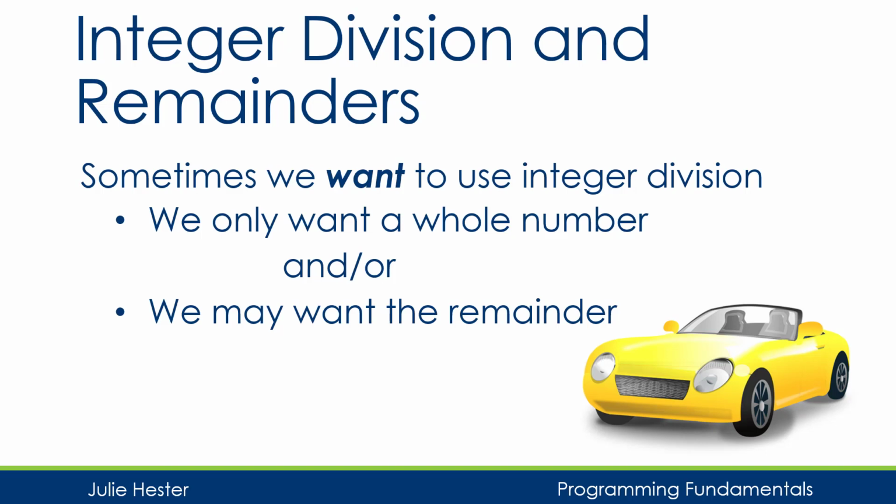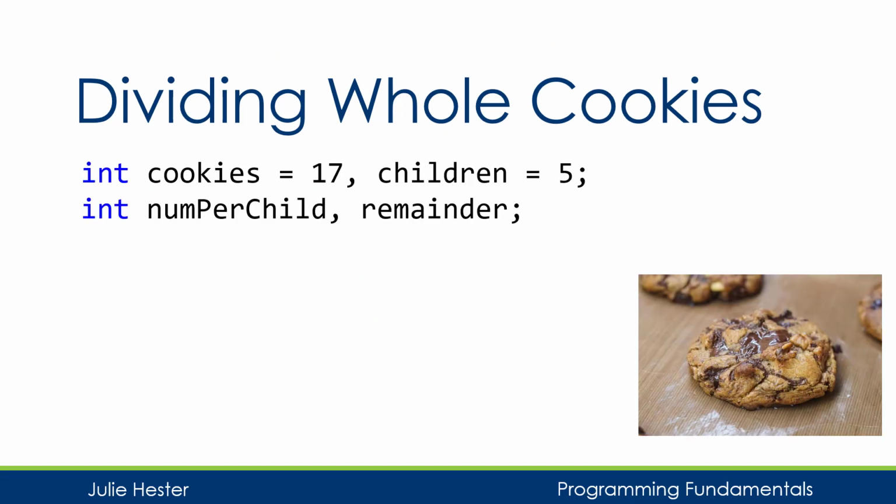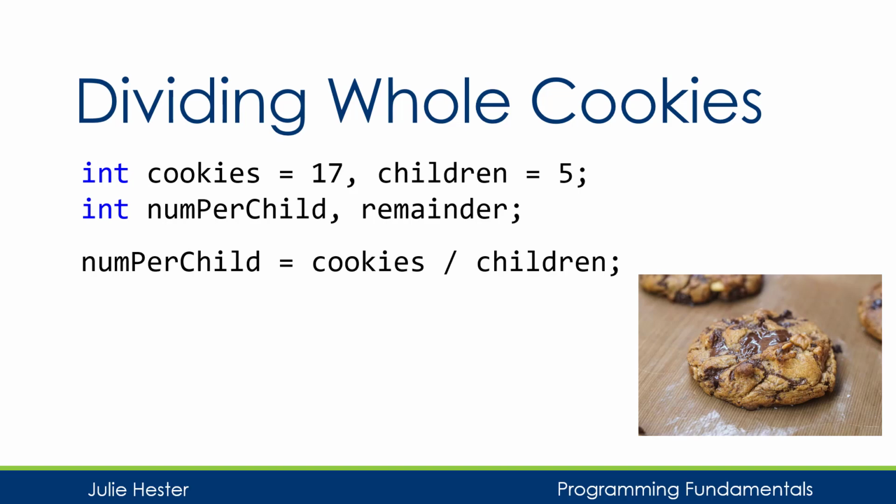Well, let's look at an example of this. Let's say we want to divide up a plate of cookies. Now, if you try to divide something like cookies up with children, and you've worked with children at all, you know that they want to make sure that nobody gets more than they get. And so we don't want to give one child more than another. I have 17 cookies and I have 5 children. So how many cookies can I give the children? Well, I can figure out how many cookies to give by using integer division. I'm going to divide 17 by 5. That's going to give me 3 cookies per child.